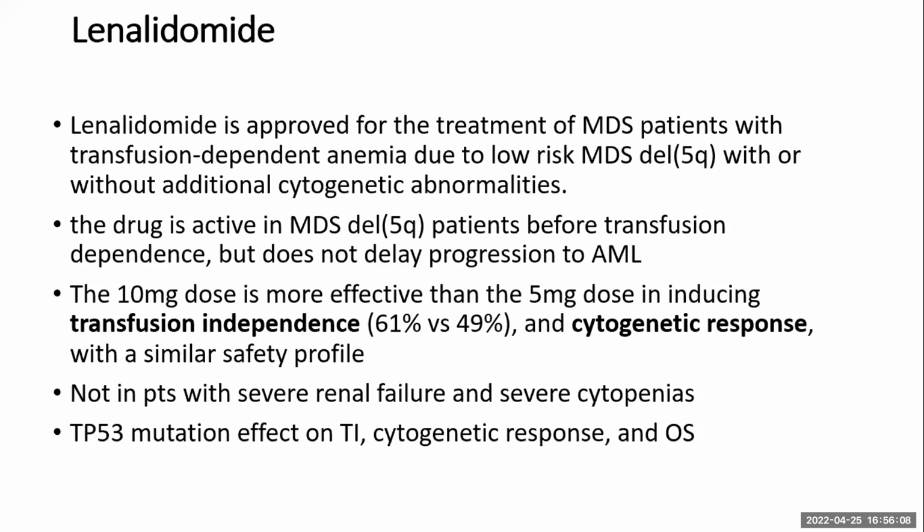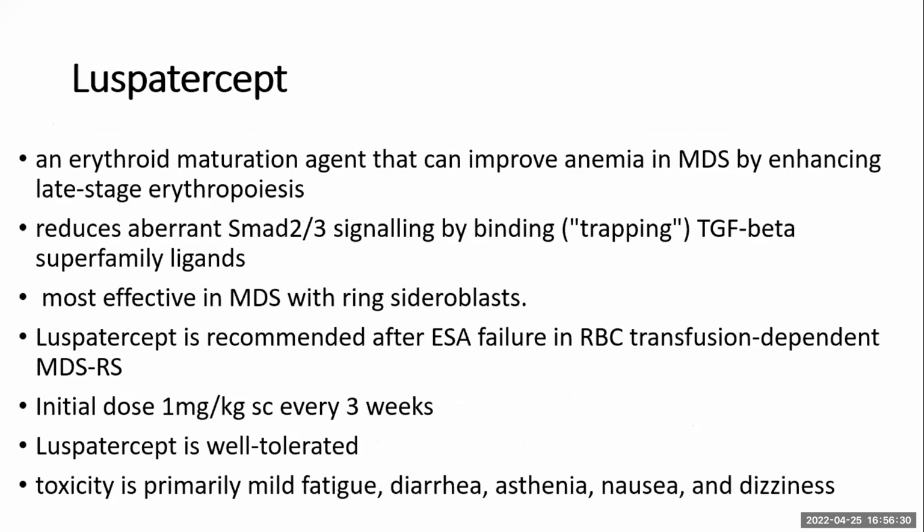And it should not obviously be used in patients with severe renal failure because of the lenalidomide side effects and those with severe cytopenias. And then the effect of TP53 on transfusion independence, cytogenetic response, and survival, of course, is negative. But like I said earlier, patients may still attain transfusion independence. Then luspatercept as a treatment, this is an erythroid maturation agent that can improve anemia in MDS by enhancing late-stage erythropoiesis. It reduces aberrant SMAD2 and 3 signaling by binding the transforming growth factor beta superfamily ligands. It is most effective in patients with ring sideroblasts.